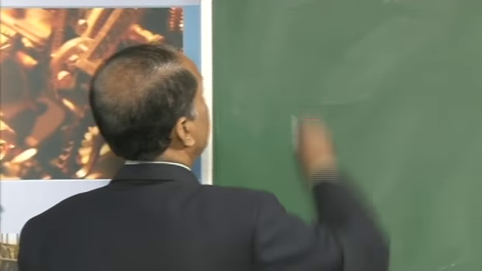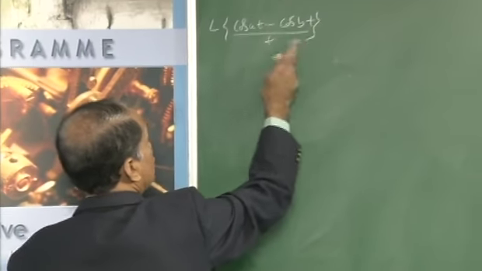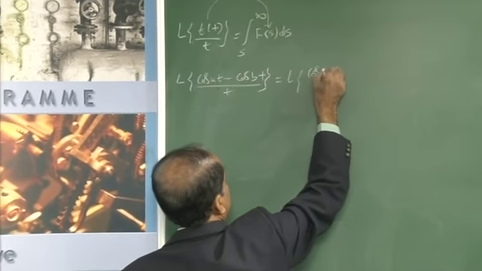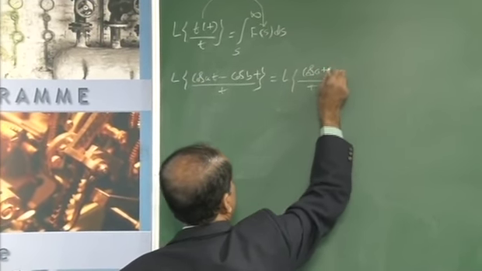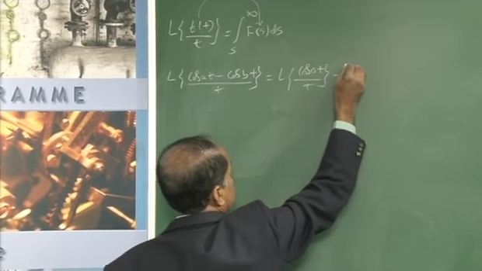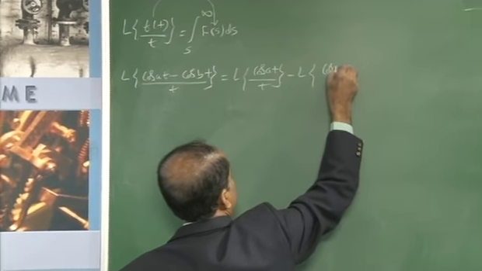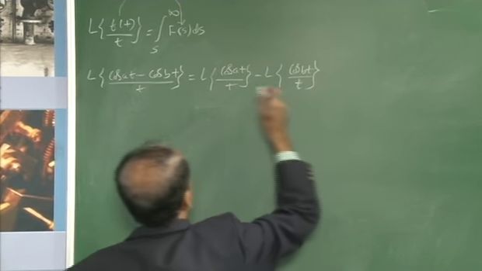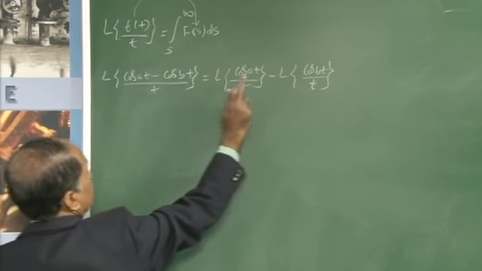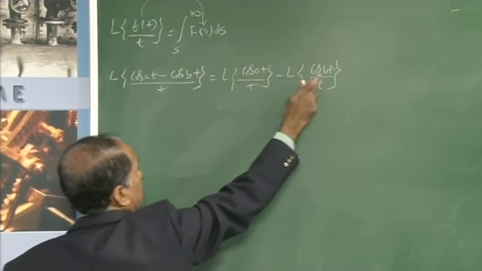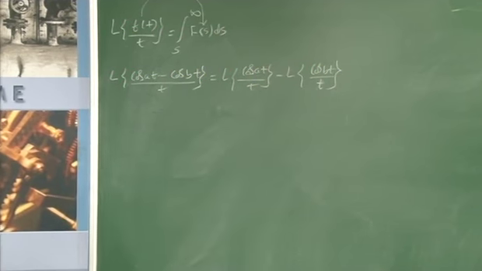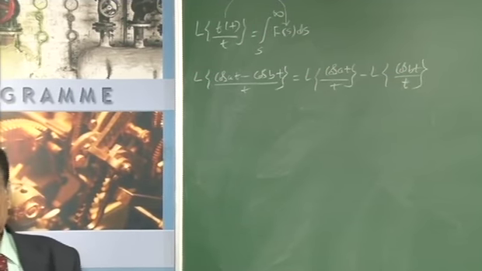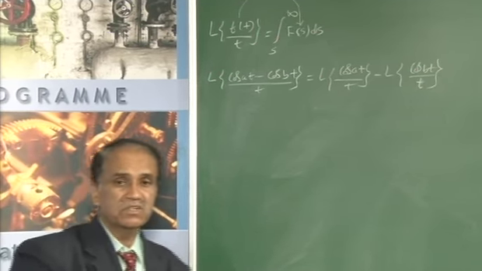Okay. When I compare this one, here you have to write two integrals. One is L of cos at divided by t minus L of cos bt divided by t. If you compare with this, in both the cases f of t happens to be the numerator. F of t in the first Laplace transform is cos at, and f of t in the second Laplace transform is cos bt.